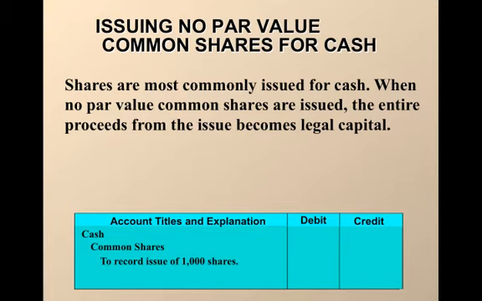So the first one is common shares. It's kind of like capital, you would say. So it's a credit. It increases shareholders' equity in a corporation. So when you initially sell shares, this is to record the issue of 1,000 shares that they sold. Let's say they're selling 1,000 shares at $1 each in this particular case. So you've increased your cash by $1,000, and you've increased common shares by $1,000. It's a credit, normal credit.